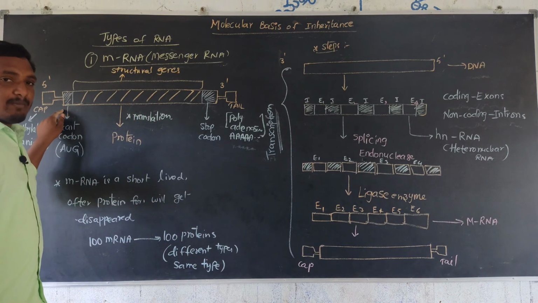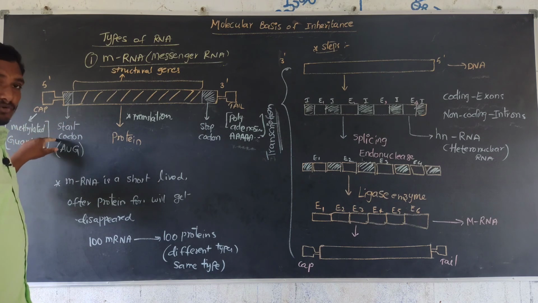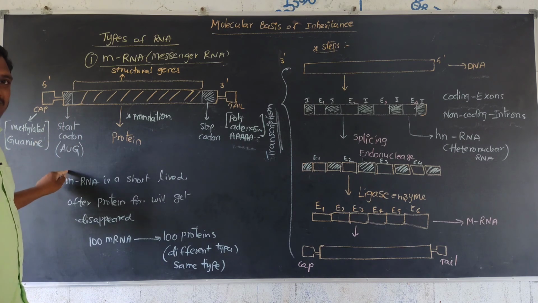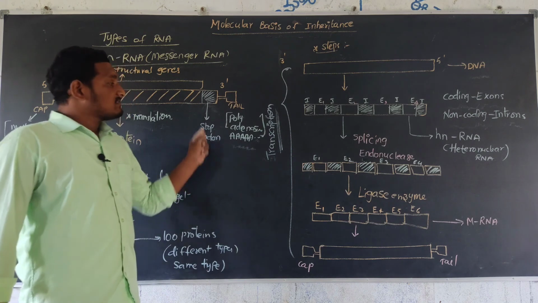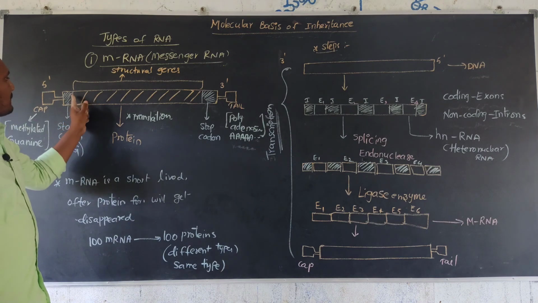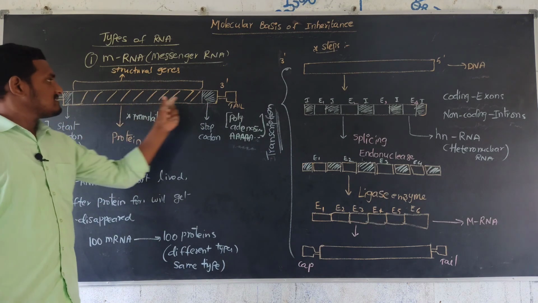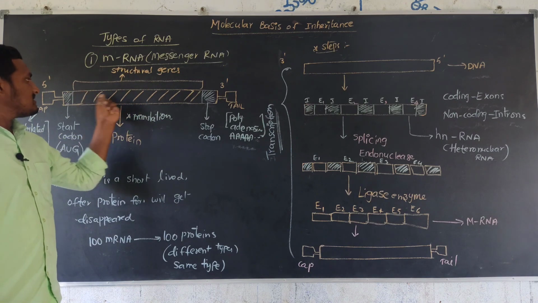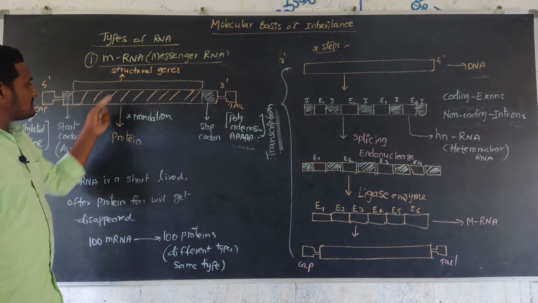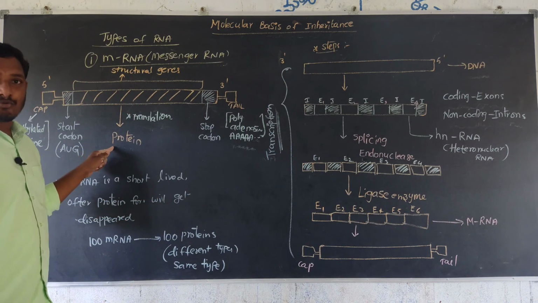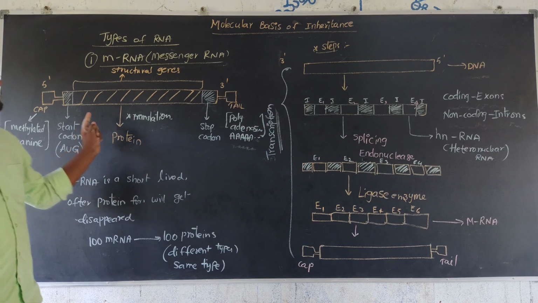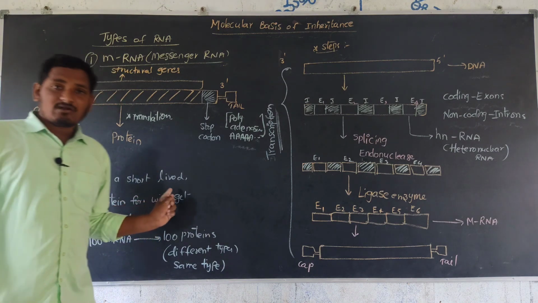Next, in mRNA, two regions are there. One is the start codon; the process of translation starts from the start codon, which is AUG. Then there is the stop codon; generally 3 stop codons are present in our genetic code. Between the start and stop codons is the region of structural genes, which are gene copies from DNA. These structural genes undergo translation to form protein. After protein formation, the mRNA disappears. That's why it is short-lived.